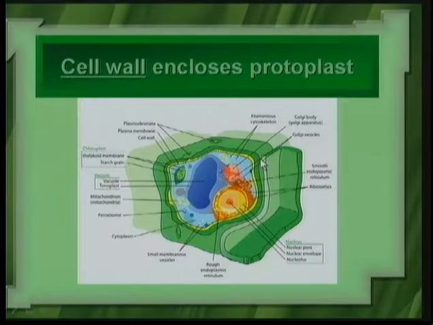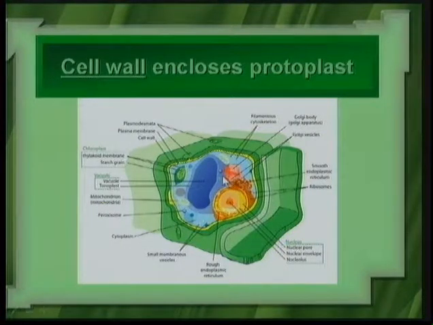The cell wall is a non-living part of the cell. The cell wall is not living, and it encloses the living part of the cell, which is called the protoplast. So what is a protoplast? The protoplast is the cell membrane and everything interior to the cell membrane.